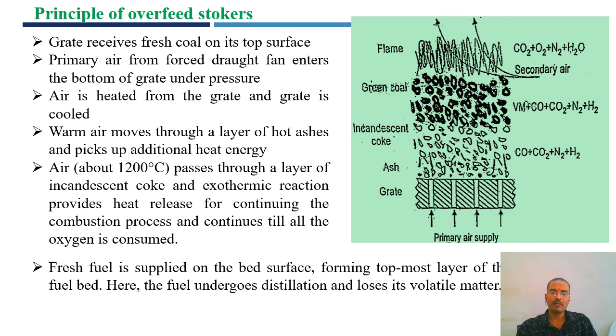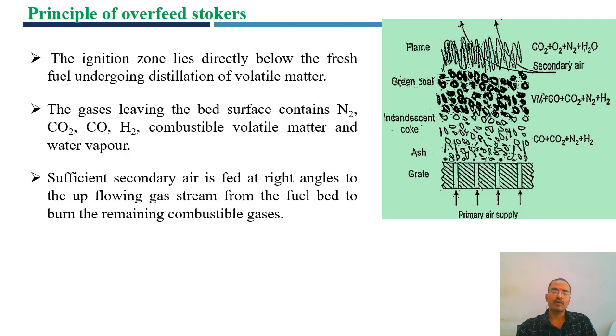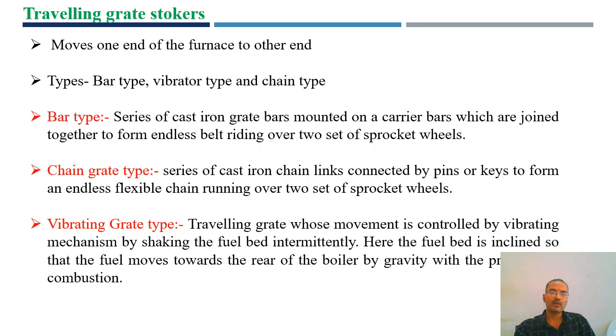Fresh fuel is supplied on the bed surface, forming the topmost layer of the fuel bed. Here, the fuel undergoes distillation and loses its volatile matter. In the overfeed process, the ignition zone lies directly below the fuel undergoing distillation of volatile matter. The gases leaving the bed surface contain nitrogen, carbon dioxide, carbon monoxide, hydrogen, combustible volatile matter, and water vapor. Sufficient secondary air is fed at right angles to the upflowing gas stream from the fuel bed to burn the remaining combustible gases.